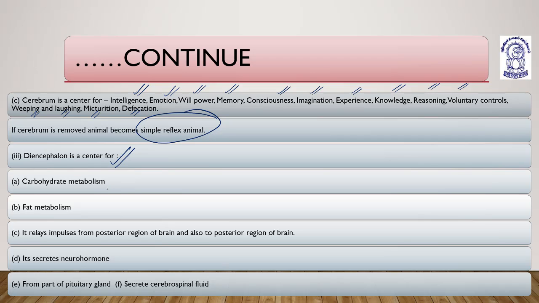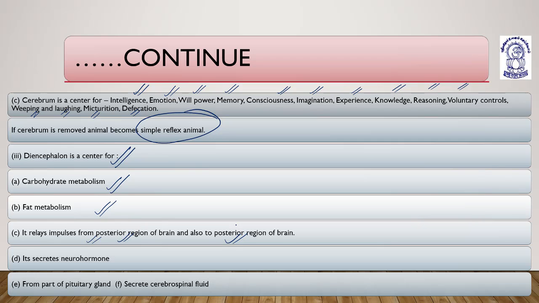Diencephalon is a center for carbohydrate metabolism and fat metabolism. It relays impulses from the posterior region of the brain and also to the posterior region of the brain. Meaning it can receive as well as transfer.